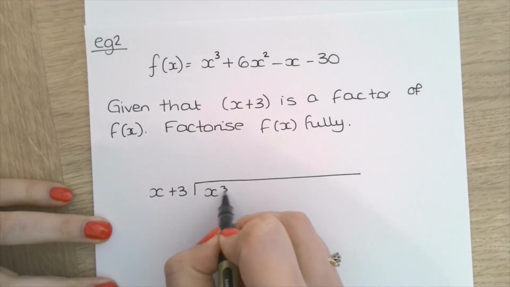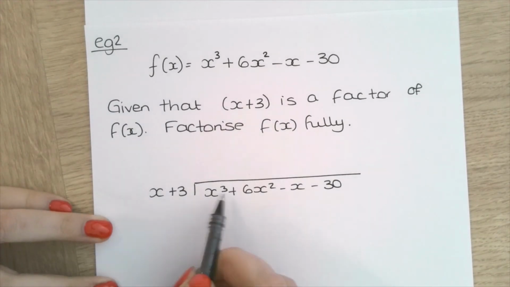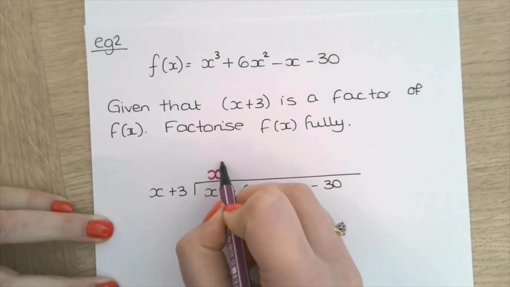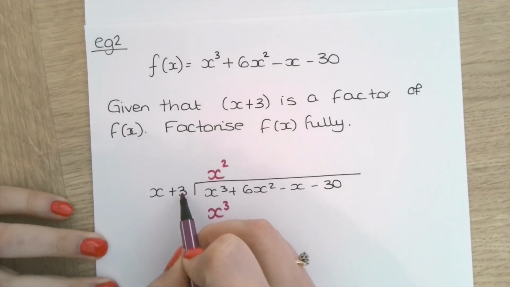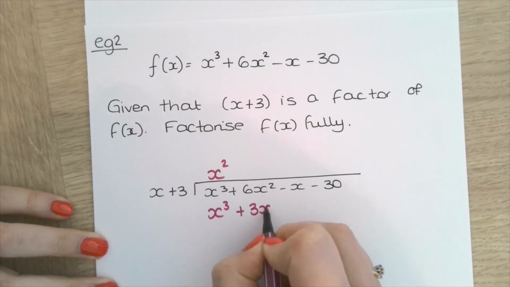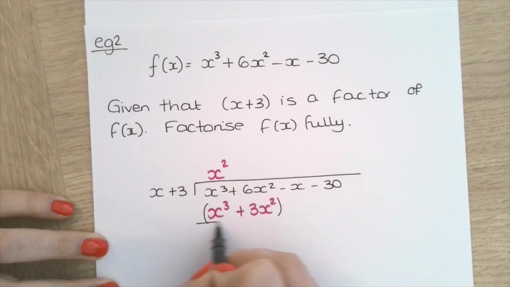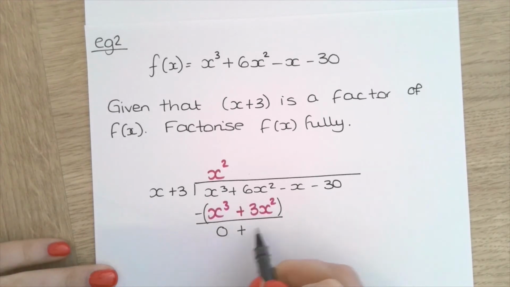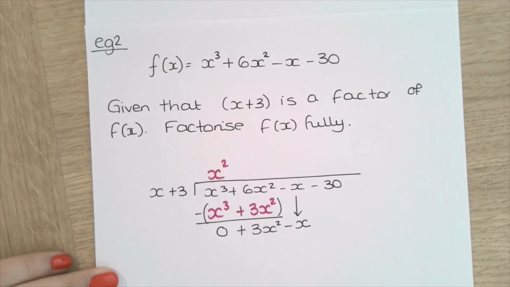So x cubed plus 6x squared minus x minus 30. X cubed divided by x is going to be x squared. X squared times x is x cubed. X squared times 3 is going to get me plus 3x squared. Subtract that from what you've got above. X cubed minus x cubed is 0. 6x squared minus 3x squared gets me plus 3x squared. And bring down the next term.